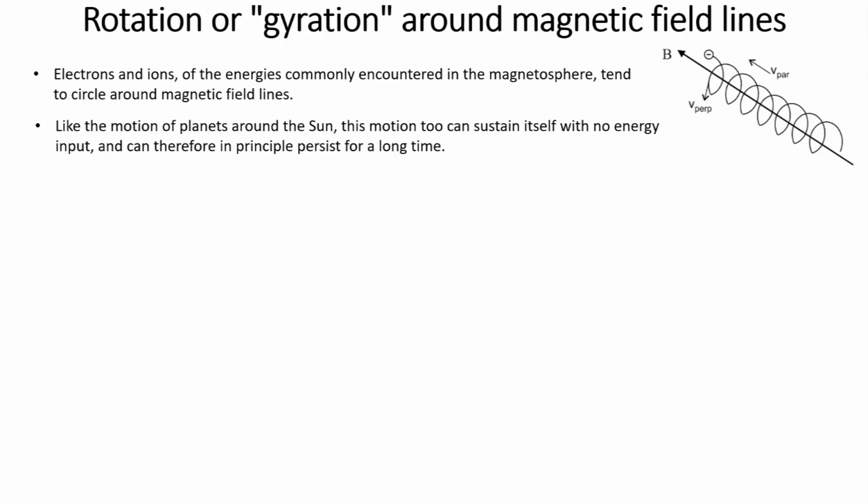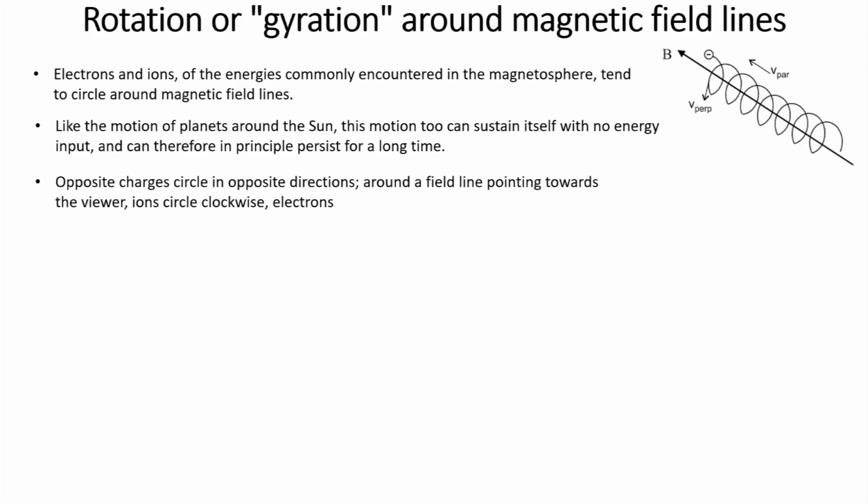Like the motion of planets around the sun, this motion too can sustain itself with no energy input and can therefore, in principle, persist for a long time. So, this gyration does not need any extra energy. Once it is trapped, it will gyrate. Opposite charges circle in opposite directions. You can see the positive ion's sense is counterclockwise, whereas the electron's is clockwise. So, their sense of rotation is different: the positive ion is anticlockwise, whereas the electron is clockwise.